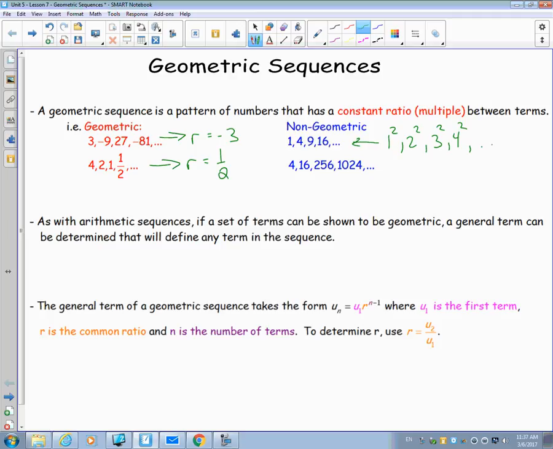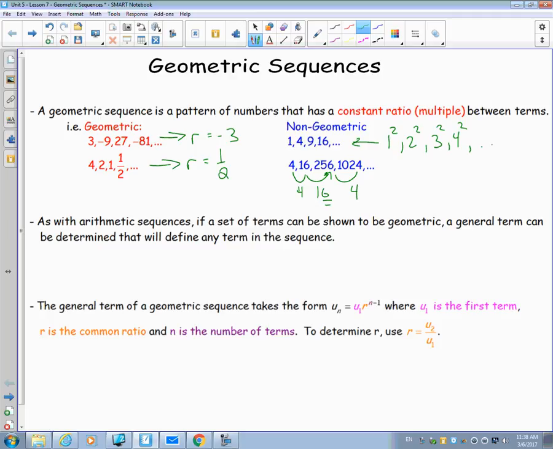The next one, 4 times 4 makes 16. That looks good. 16 times 16 makes 256. That's a different multiple. So as soon as I change my multiple, even though later on this one comes back to 4 again, the fact that I have a different multiple in the middle there means that this is not a geometric sequence. It has to be the same multiple every single time.